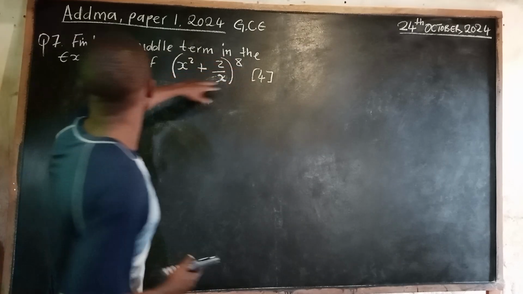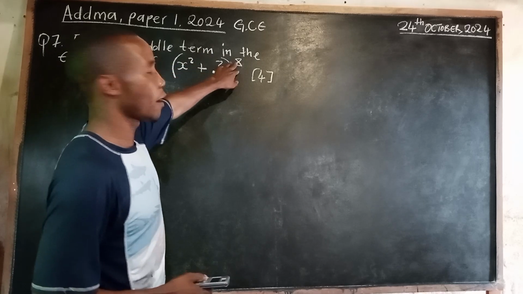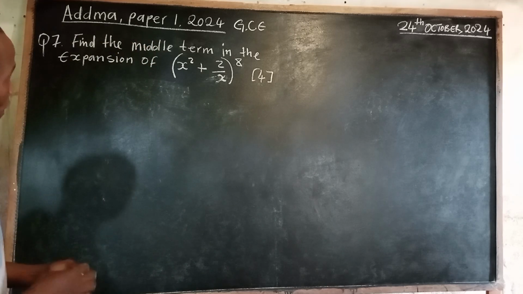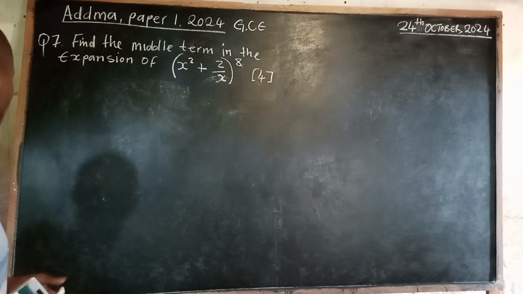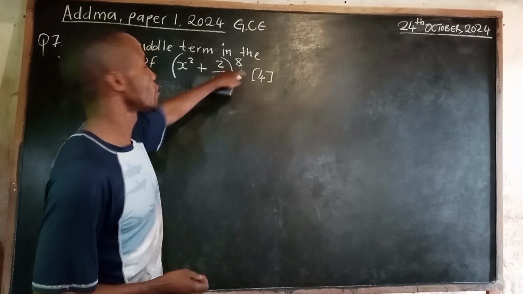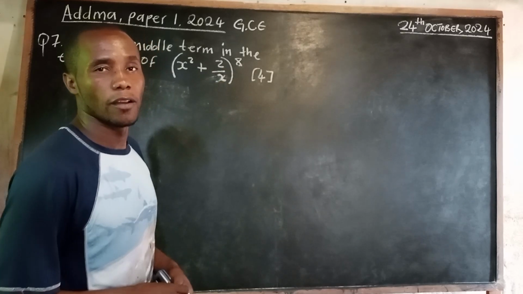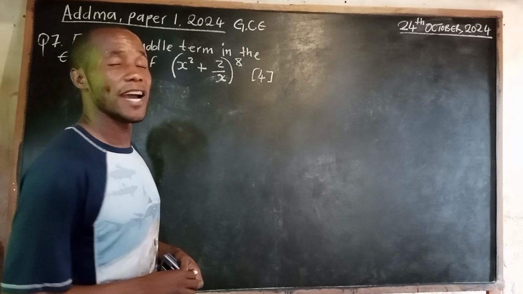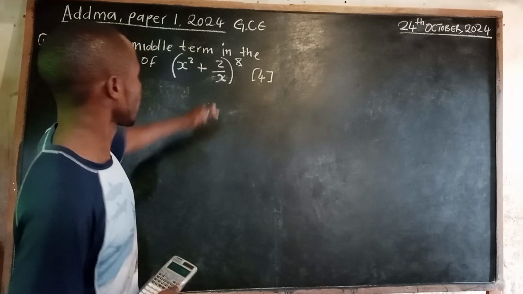Find the middle term in the expansion of (x squared plus 2 over x) to the power 8, 4 marks. So how are we going to find the middle term of this expression? First of all, since the power is 8, for the middle we are going to take 8 divided by 2, which is 4. That is the half, or we just say 8 times 1 over 2, and the answer is 4. That will be our middle term.